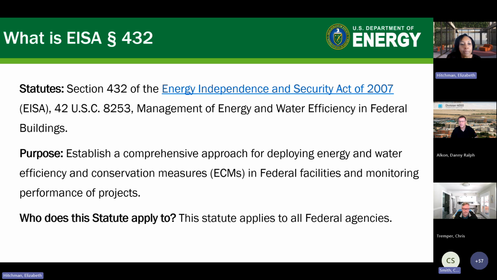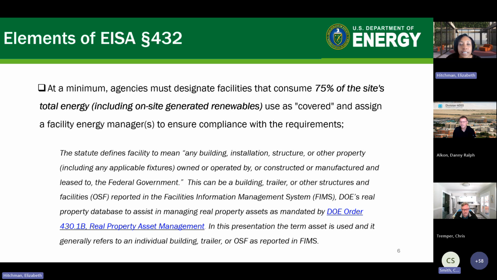The purpose is to establish a comprehensive approach for deploying energy and water efficiency and conservation measures, or ECMs, in federal facilities and monitoring performance of projects. This statute applies to all federal agencies. At a minimum, agencies must designate facilities that consume 75% of the site's total energy, and that includes on-site generated renewables, as covered, and assign them to a facility manager to ensure compliance with those requirements. And this is just a list of the statute that you can see here.